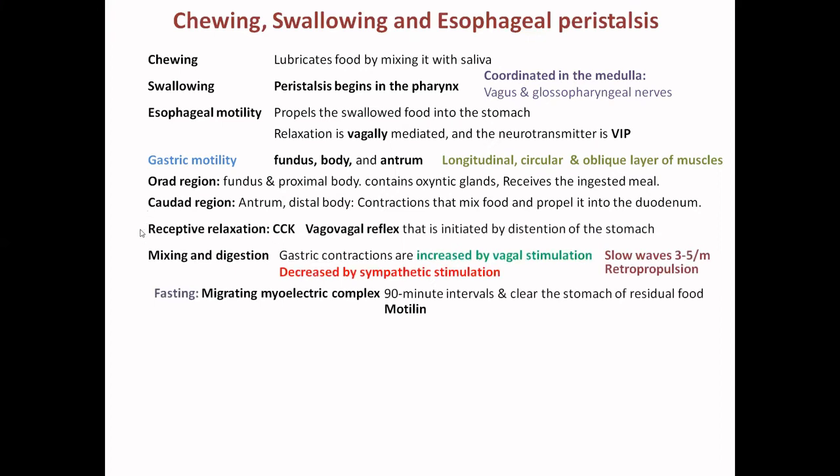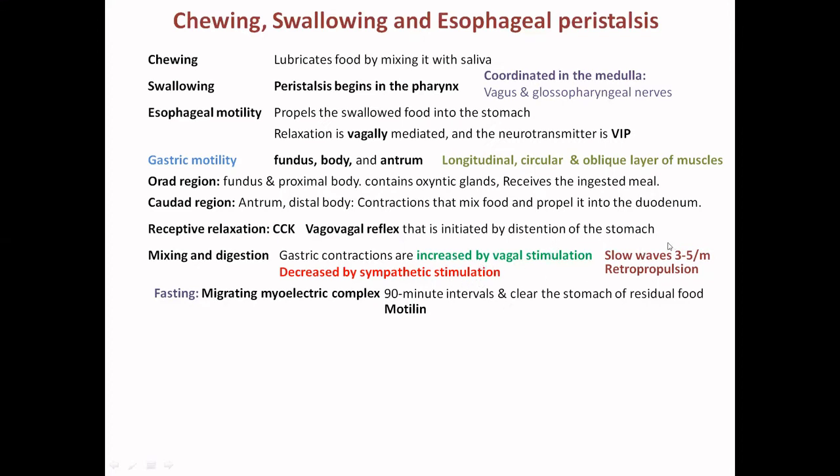There is a receptive relaxation in the stomach that is cholecystokinin dependent, and it is a vagovagal reflex, because it is the vagus nerve that is initiated by the distension of the stomach that we have discussed. So when the stomach is distended, there is a receptive relaxation of the stomach so that the food can be received in the stomach. And there is mixing in the digestion. This is possible because the gastric contraction is increased by vagal stimulation.